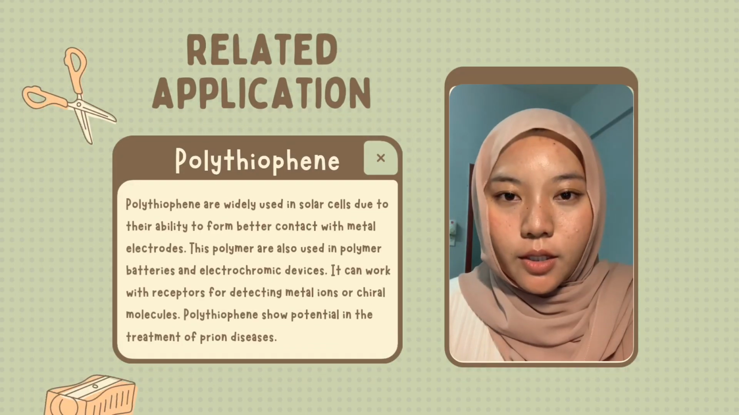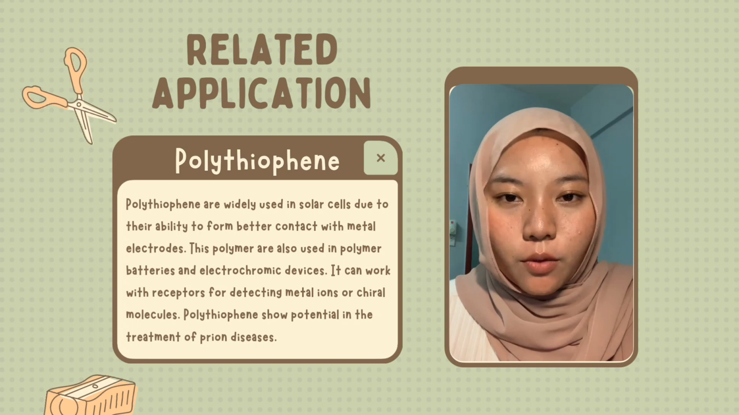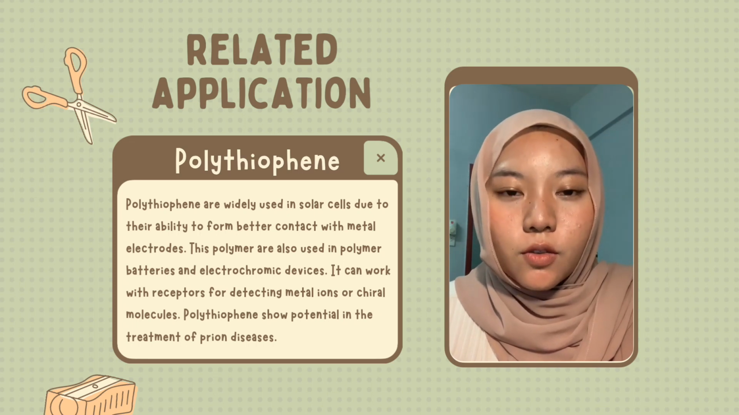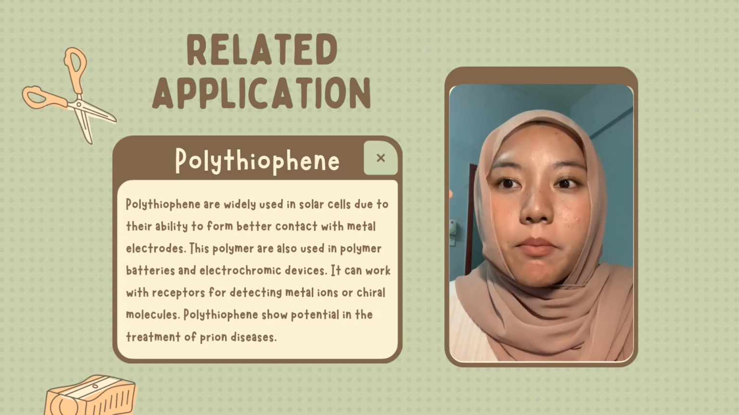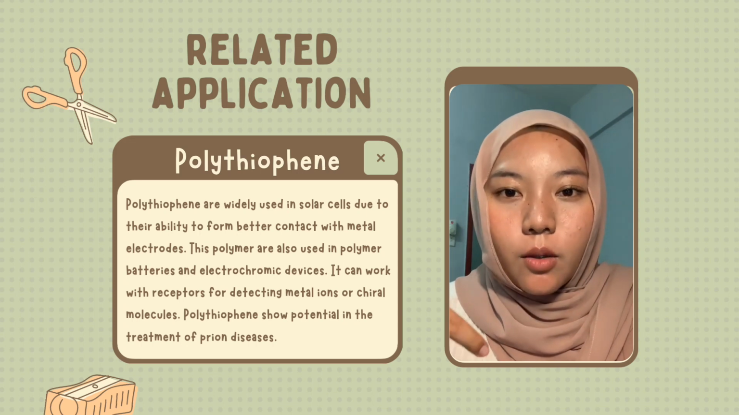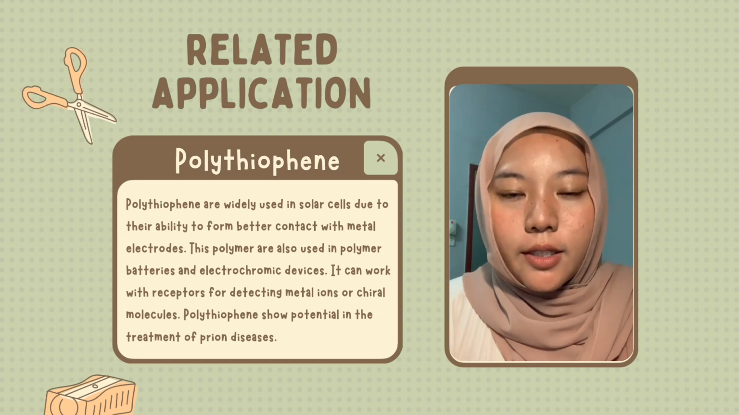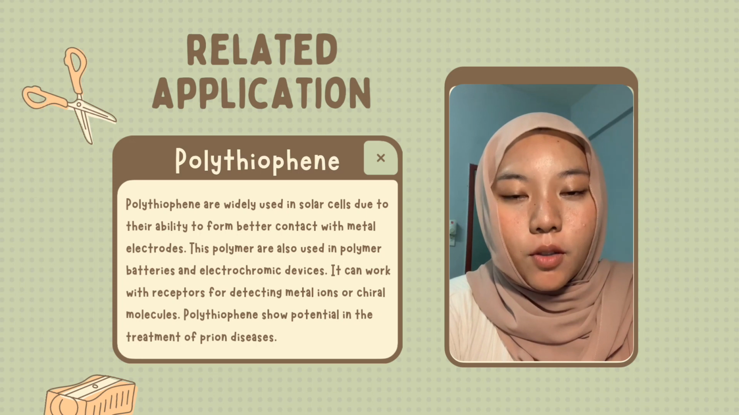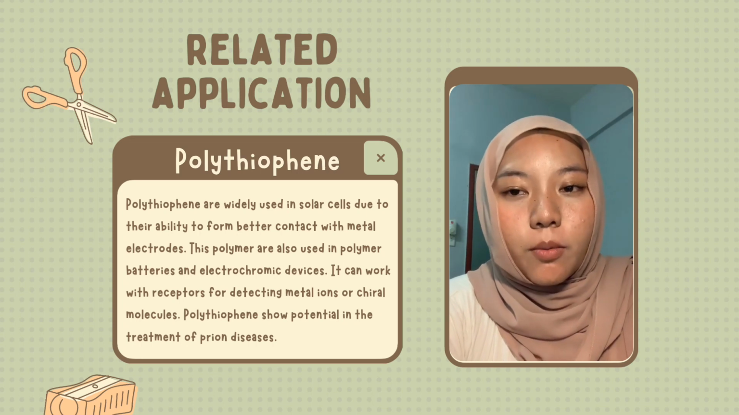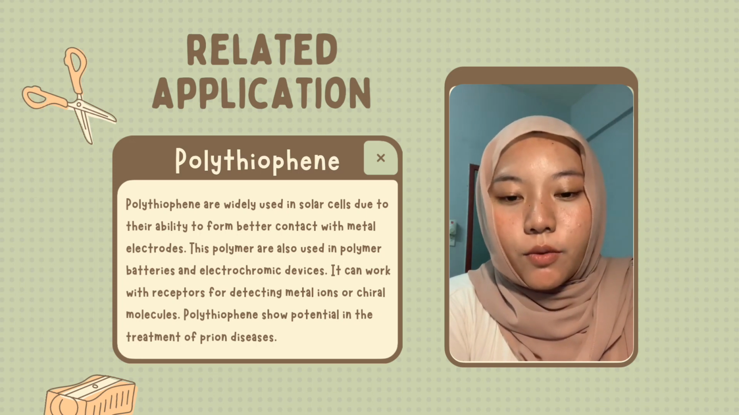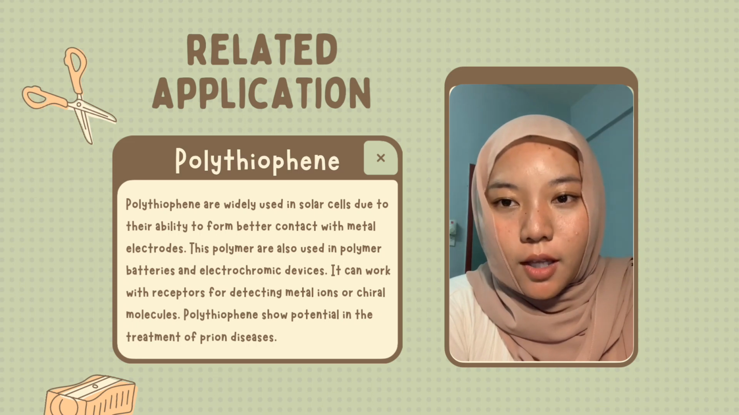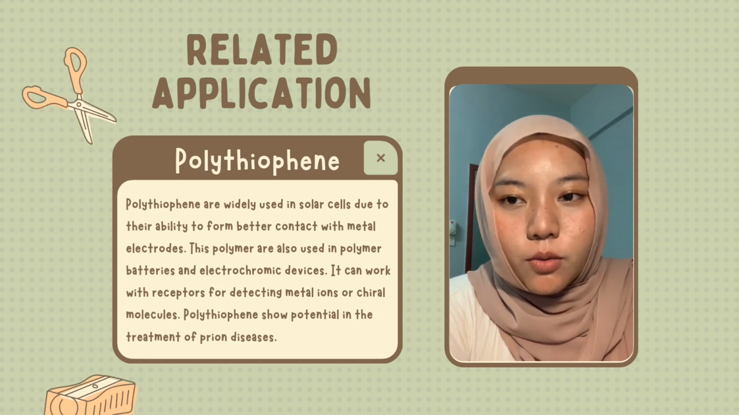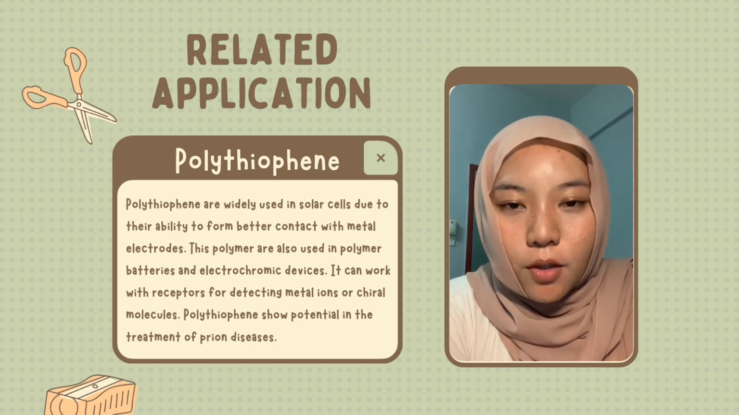The second one is polythiophene. Polythiophenes are widely used in solar cells due to their ability to form better contact with metal electrodes. This polymer is also used in polymer batteries and electrochromic devices. It can work with receptors for detecting metal ions or chiral molecules. Polythiophene shows potential in the treatment of prion diseases.